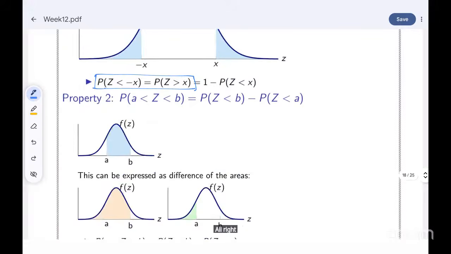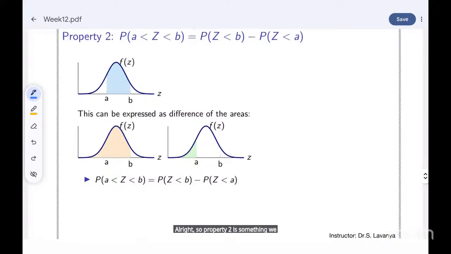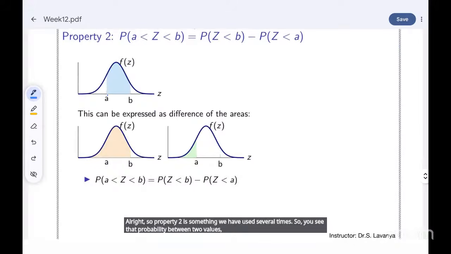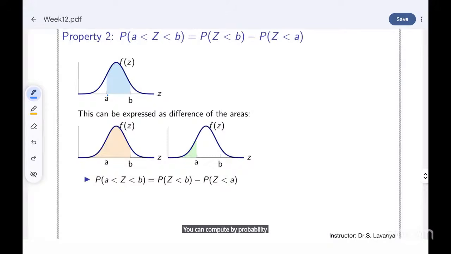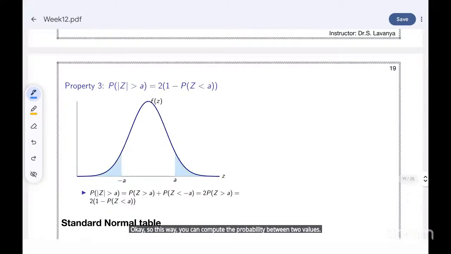All right. So property 2 is something we have used several times. You see that the probability between two values you can compute by probability of z less than b minus probability of z less than a. So this way you can compute the probability between two values. And property 3, this is something which we have not seen so far.